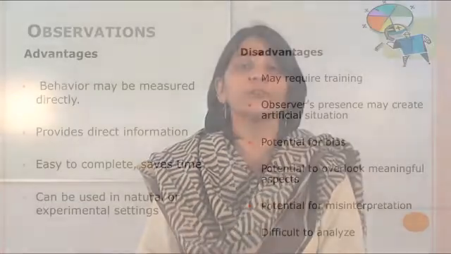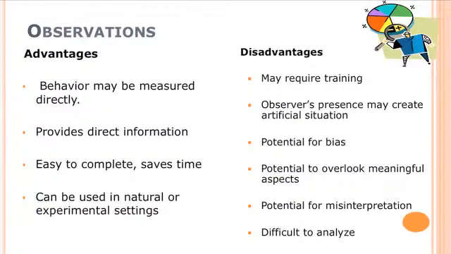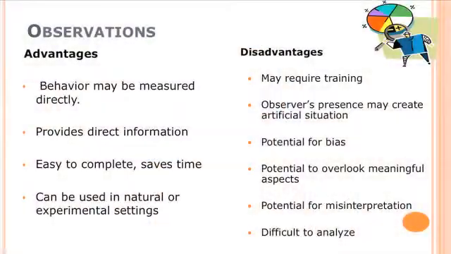And there is also potential for misinterpretation. I am giving a different meaning to what I am observing. I could say it was because of this reason. Now that is not right, and that is a disadvantage if we are doing an unsystematic way of observation. And also the last disadvantage is that it is difficult to analyze.